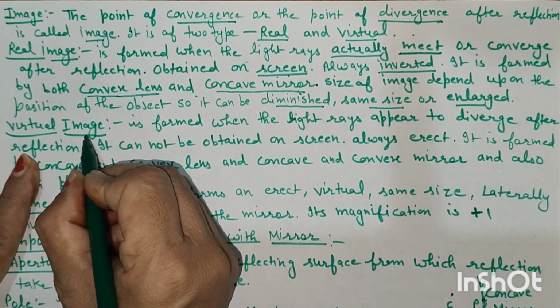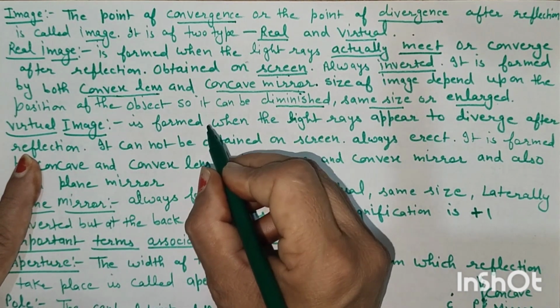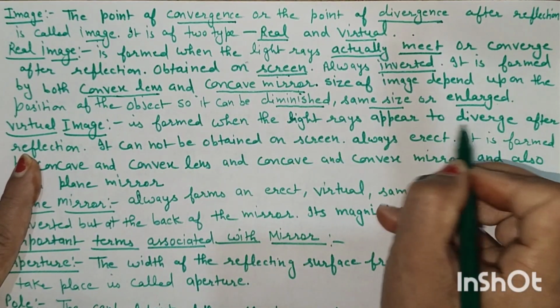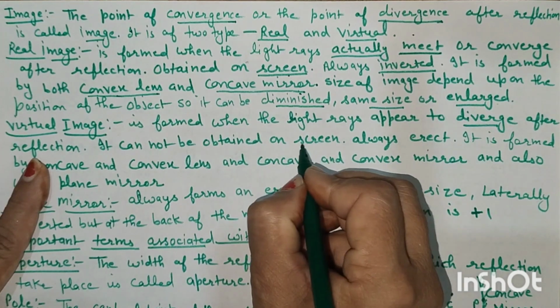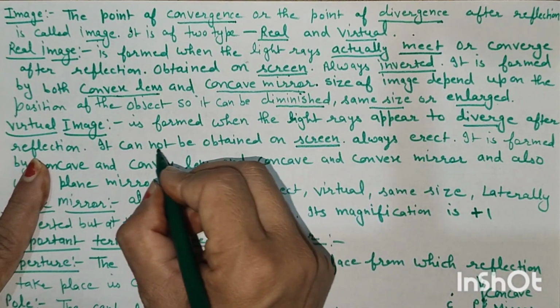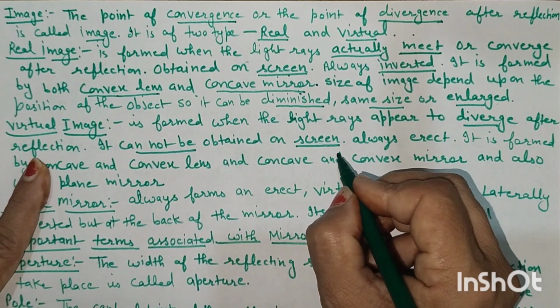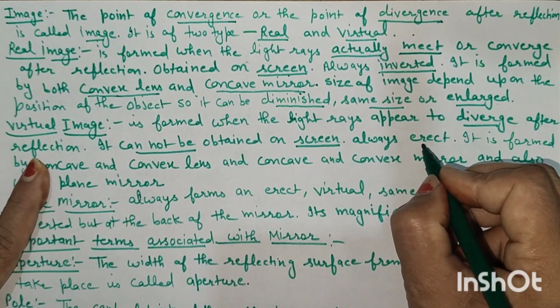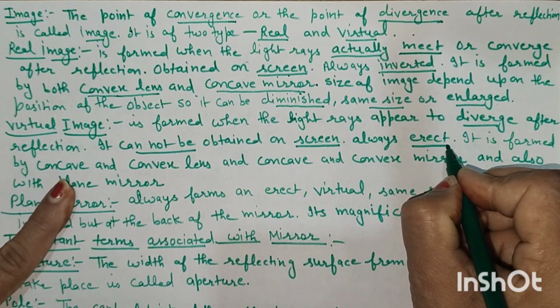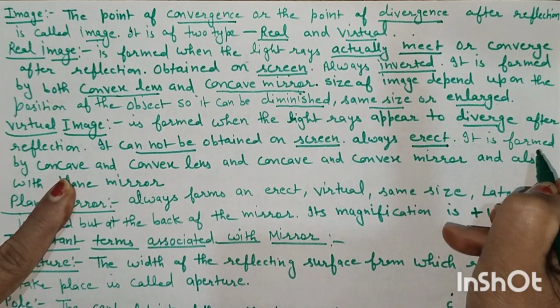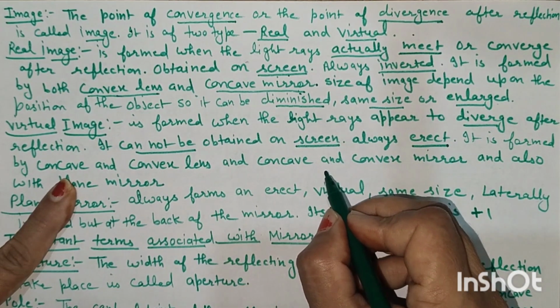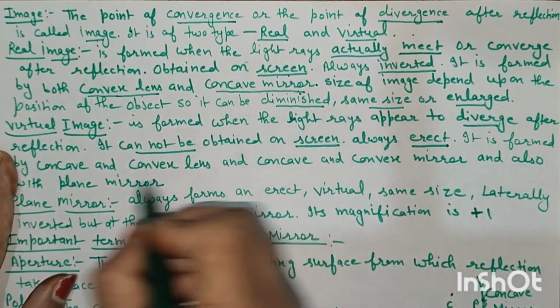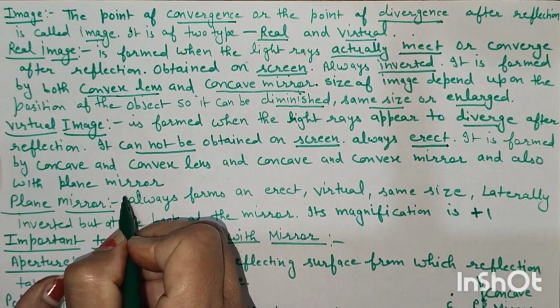Now the virtual image. It is virtual, not actually formed. It is formed when the light rays appear to diverge after reflection. It cannot be obtained on the screen, and it will always be erect. It is formed by the concave and convex lens and concave and convex mirror, and also by the plane mirror.